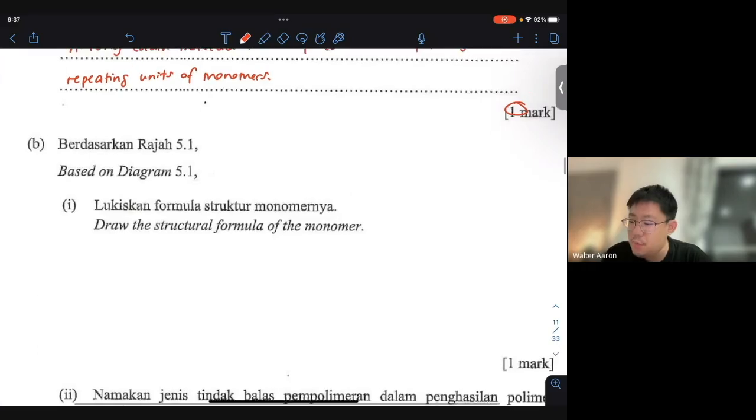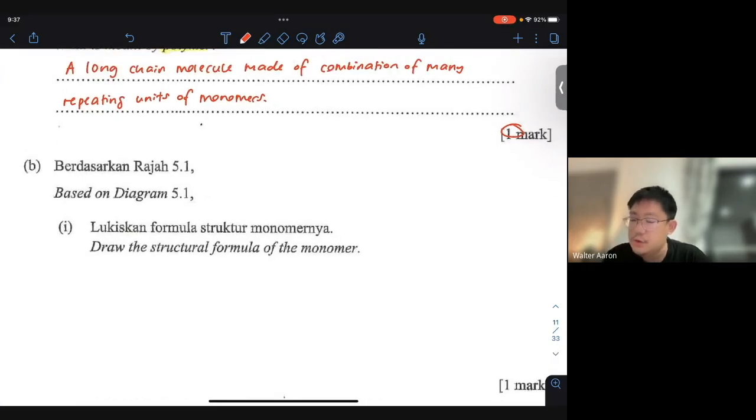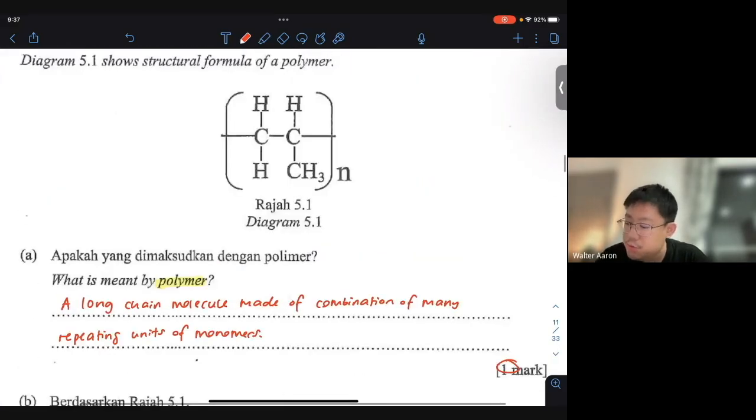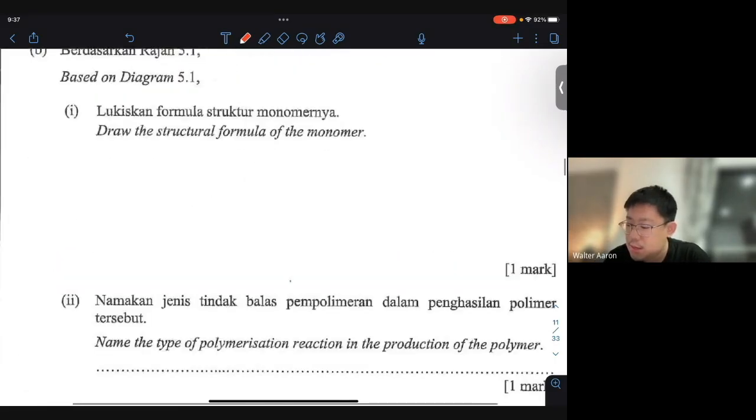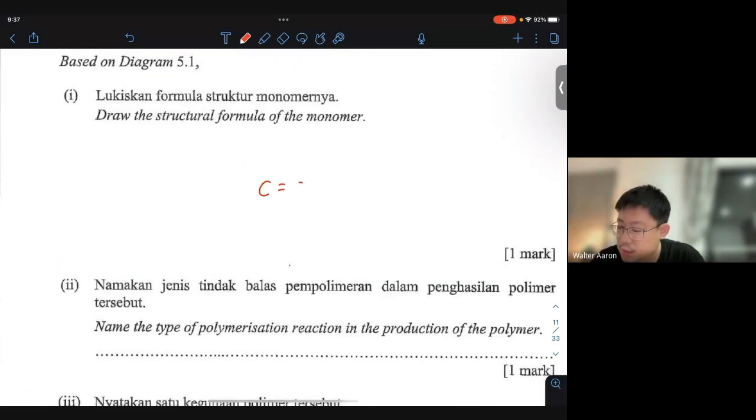Okay, based on the F5.1, draw the structural formula of the monomer. What happens here is very simple. Originally, before it opens up and branches out, there's actually a double bond in between. So just draw back the same structure with a double bond between the carbon atoms. That's it. So therefore, I can just draw something like this.